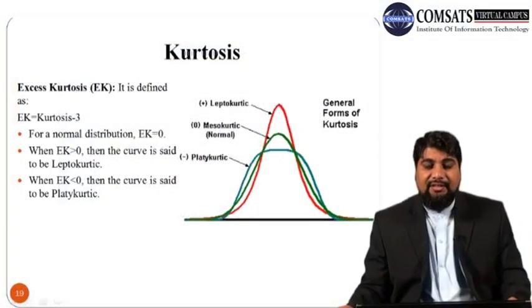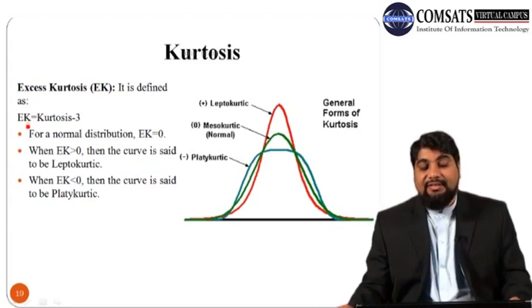Now we discuss another important concept related to kurtosis, the excess kurtosis. We can use EK to denote excess kurtosis, E for excess, K for kurtosis, and it is defined as the kurtosis minus 3. We know that for normal distribution the value of kurtosis is 3, so that is why the new definition, excess kurtosis, is kurtosis minus 3. For normal distribution, excess kurtosis is 3 minus 3, so the value is 0.